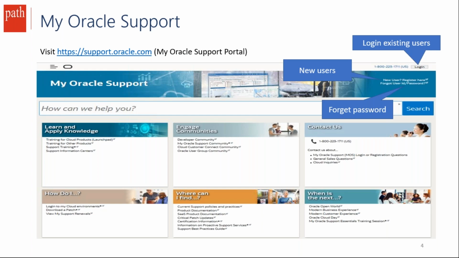The first step to start using MOS is to create a user. For that, you need to go to the MOS website. You just type support.oracle.com. The MOS homepage looks like this. On the top right-hand corner, you have the new user registration link. Click on this link to register yourself. If you are the first user for this CSI, then you will automatically become the administrator of the CSI. In case someone is already assigned as the administrator, he will be sent a notification to approve your user request. Once your request is approved, you can log into MOS.